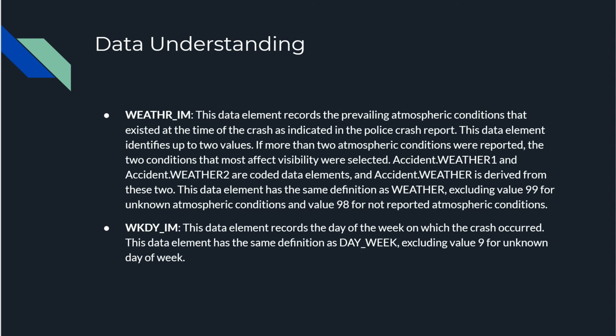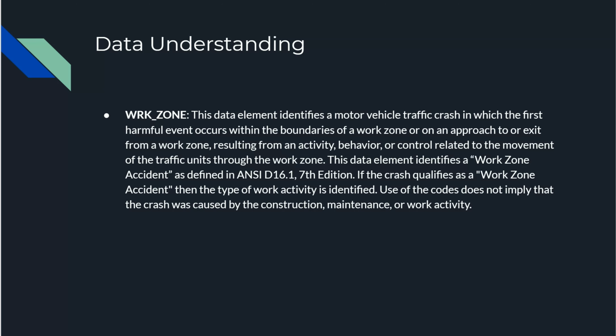Weekday, this basically tells us which day of the week the crash occurred. And last of the variables is work zone. This data element identifies a motor vehicle traffic crash in which the first harmful event occurs within the boundaries of a work zone or on an approach to or exit from a work zone, resulting from an activity, behavior, or control related to the movement of the traffic units through the work zone.